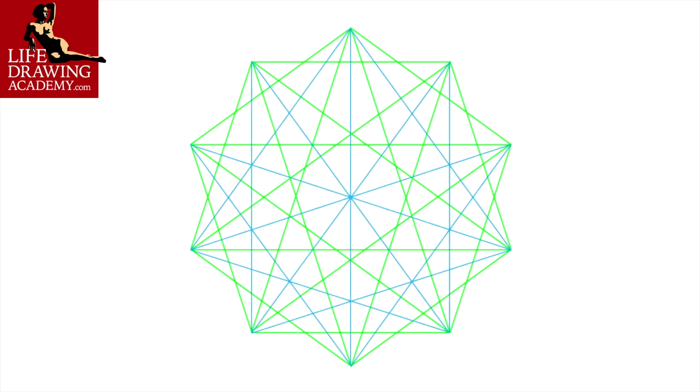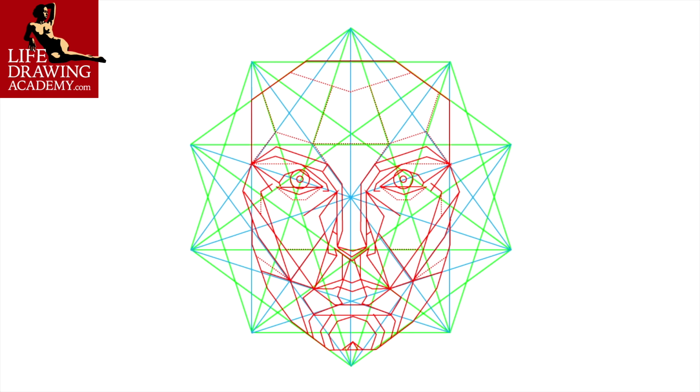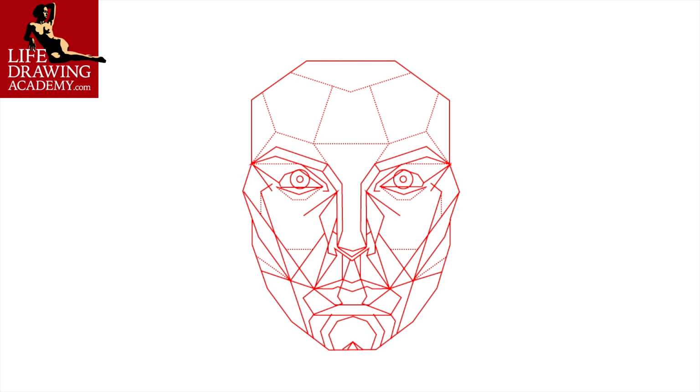Now we connect all 10 outer points with blue lines. This grid is used for the face mask construction. Note how red lines follow green and blue lines. The mask is complete. Now let's put it into practice.